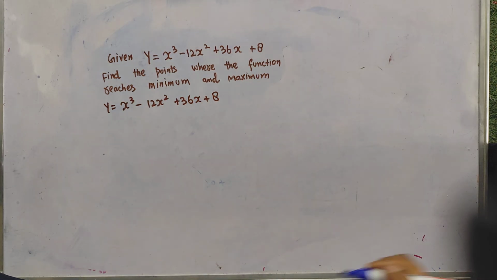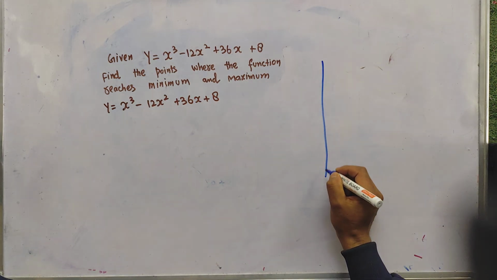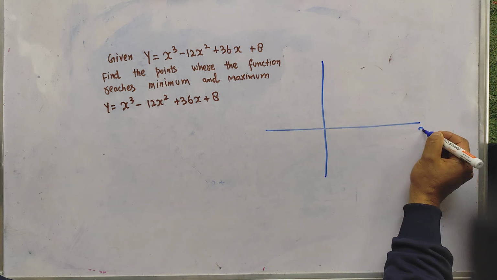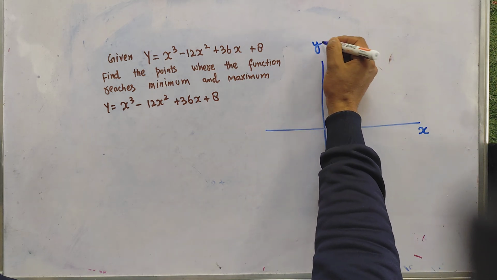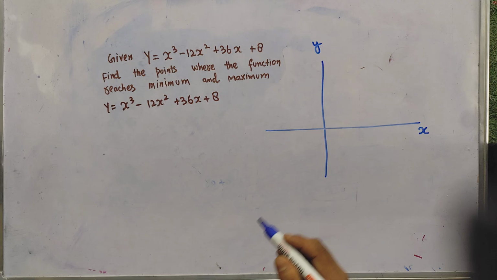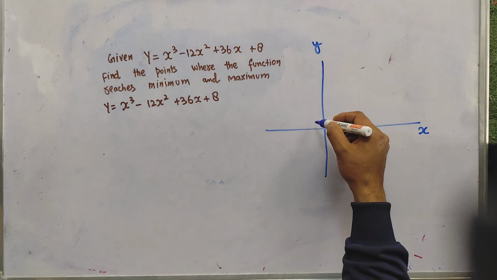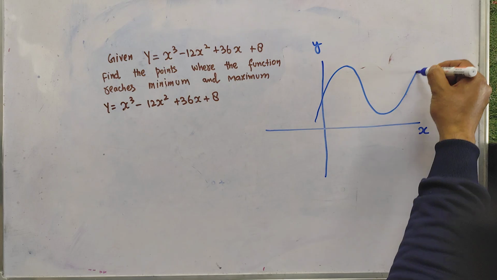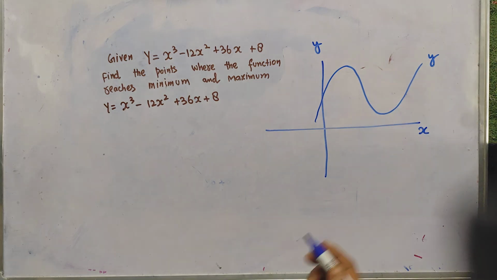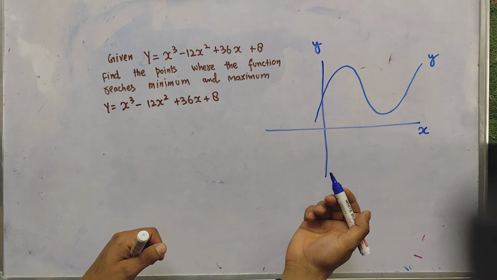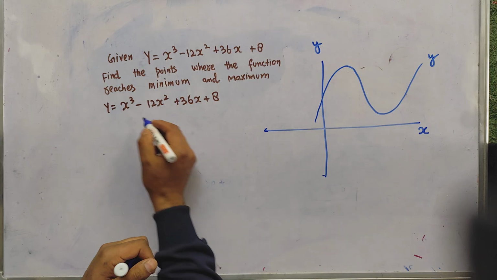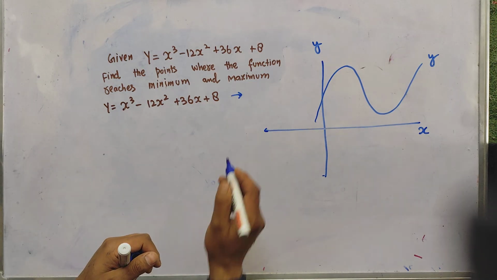So if I draw a simple graph, we have x on the horizontal axis, y on the vertical axis. So drawing a rough graph, let me try to draw the graph. This is our y function. We need to find out the points where this function reaches maximum and minimum.